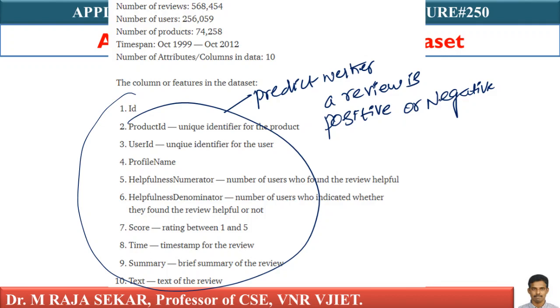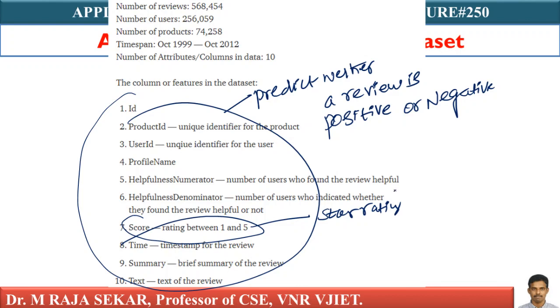Unfortunately, we are not given whether a review is positive or negative, but we have a score. Just see, we have a score here, from 1 to 5. It is a rating between 1 and 5, a very interesting indicator. A score is basically like a star rating.